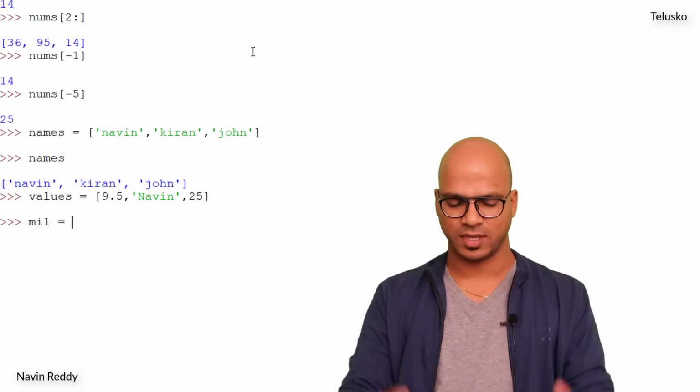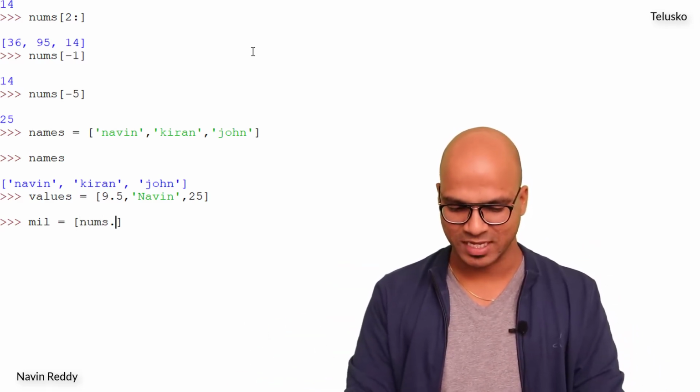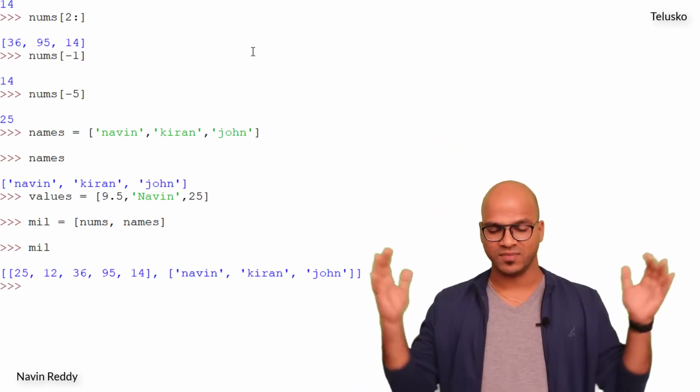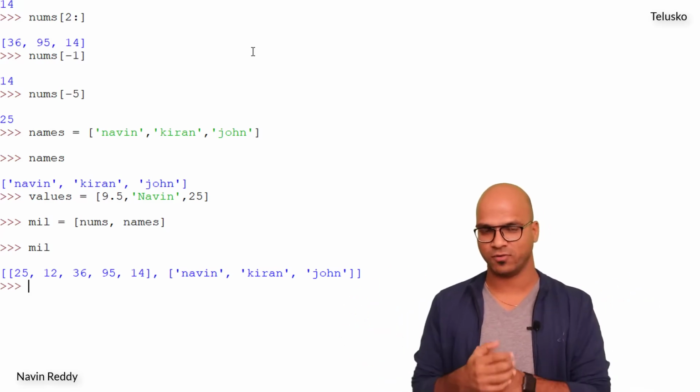Can we have 2 lists working together? I mean, something like this. I want to get another list here. mil is equal to miscellaneous things. So I will say mil is equal to, I want to have a list of lists. Can we do that? Let's try. I want to have this list which will have nums and also names. So mil will have nums and names. Enter. There is no error. Okay, I will say mil. You can see we got a list, and inside that list we have 2 different lists. One is of numbers and one is of strings.